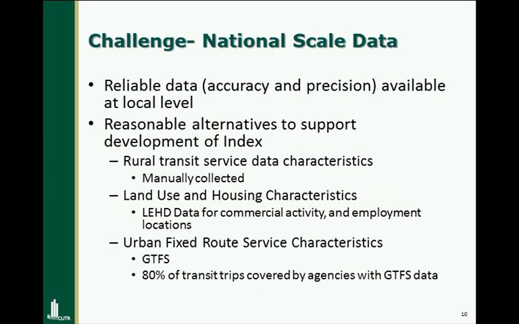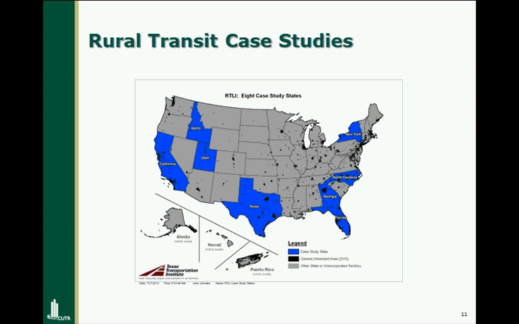It's actually an anecdotal comment, but when you look at the total unlinked passenger trips on fixed route transit, 80% of those unlinked passenger trips are actually covered by agencies that employ GTFS data. So those are ways of getting around those data constraints.